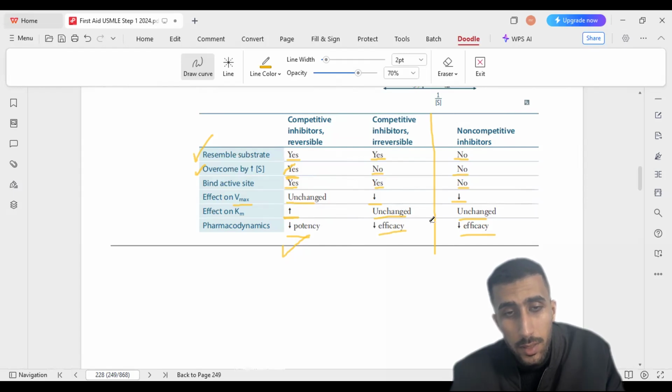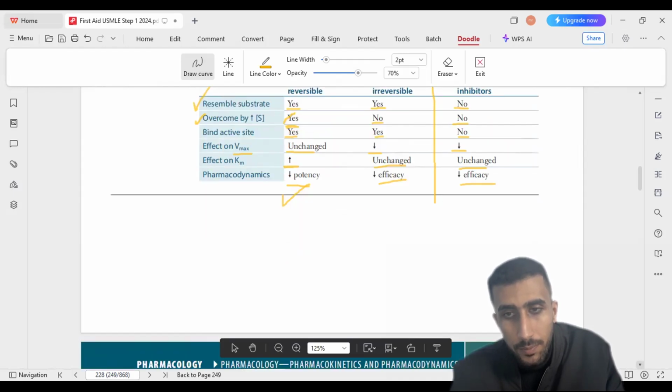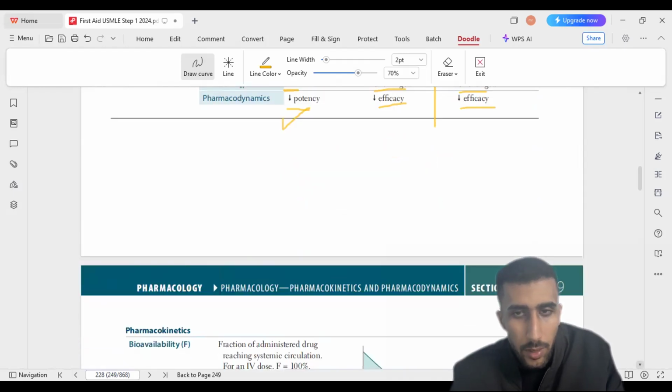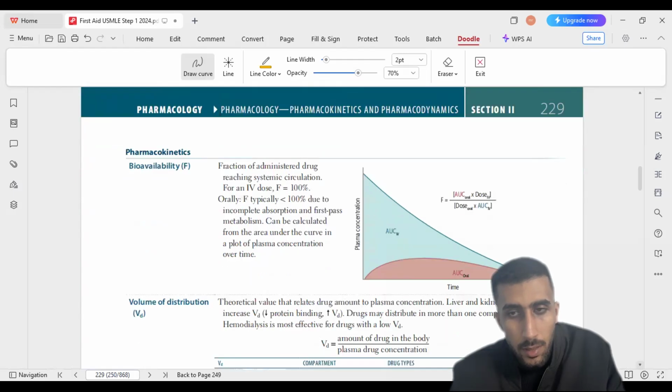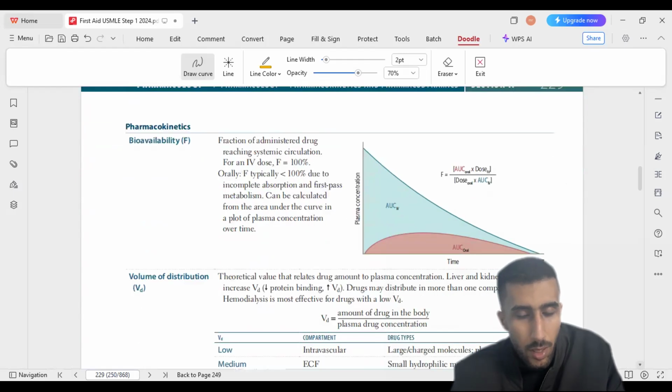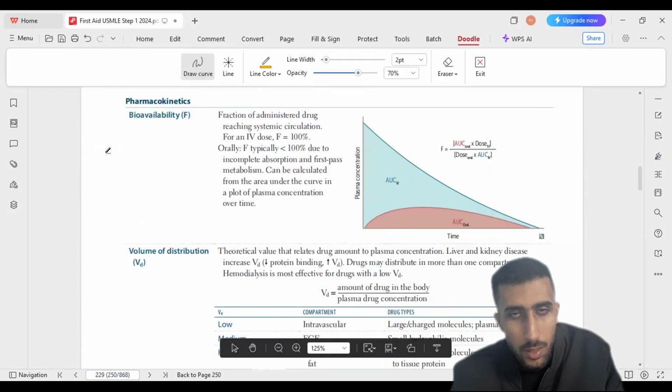And on the other hand, the competitive irreversible inhibitors and the non-competitive inhibitors both decrease the efficacy, aka they decrease the Vmax. So the Vmax is decreased here and it's decreased here. The efficacy is the maximum effect, so you are not going to get the maximum effect with the non-competitive inhibitor and the competitive irreversible inhibitors. So don't memorize that, just understand it, and the exam is MCQ at the end. Just understand it and don't try to memorize it.